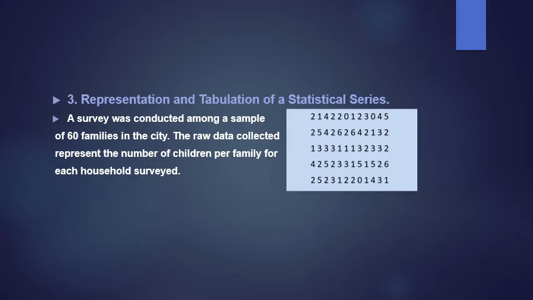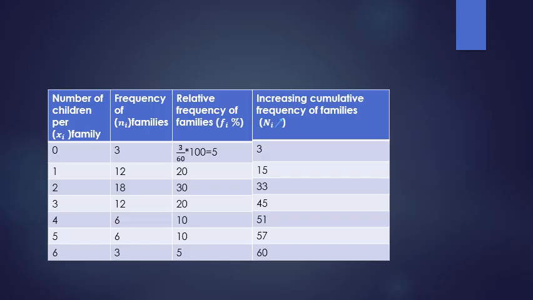Now we move to the representation and tabulation of data. Consider a survey of 60 families recording the number of children per household. The raw data will be organized into a table to better understand its structure and distribution. This table shows the frequency, relative frequency, and cumulative frequency of each value. It provides a clear summary of the data set.